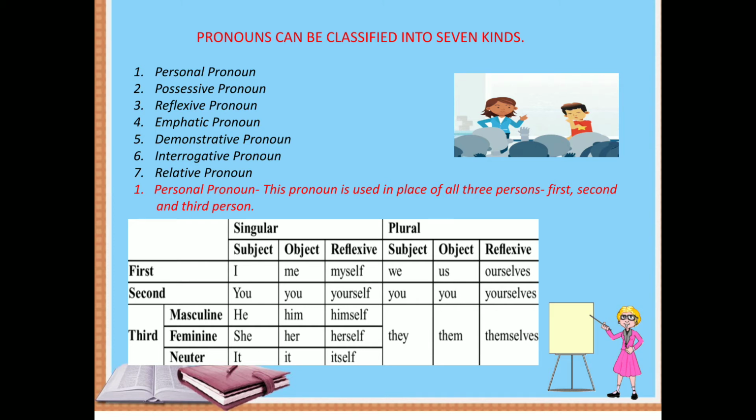Let us read it. So the first person will be I, me, myself, and the plural will be we, us, ourselves. Second is you, yourself, and the plural will be you, yourselves. And third is 3 types, masculine, feminine and neuter. Masculine, he, himself, him. She, her, herself. It, itself. And the plural will be they, them, themselves.